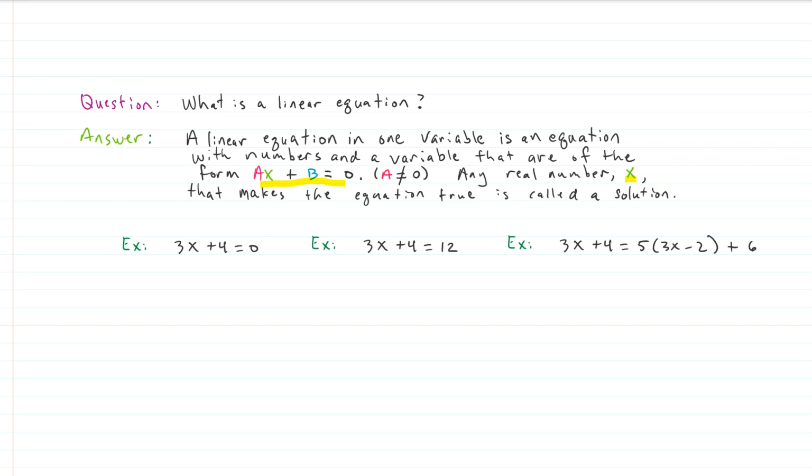An example of a linear equation could be 3x plus 4 equals 0, or 3x plus 4 equals 12, or 3x plus 4 equals 5 times the quantity 3x minus 2 plus 6. All of those have numbers, they have an equal sign, and they have a variable x. Something that's important is that it's linear because the exponent on the x is 1. Notice in all of these, the exponent on the x is 1. So if the exponent on the variable is anything besides 1, it's not linear.